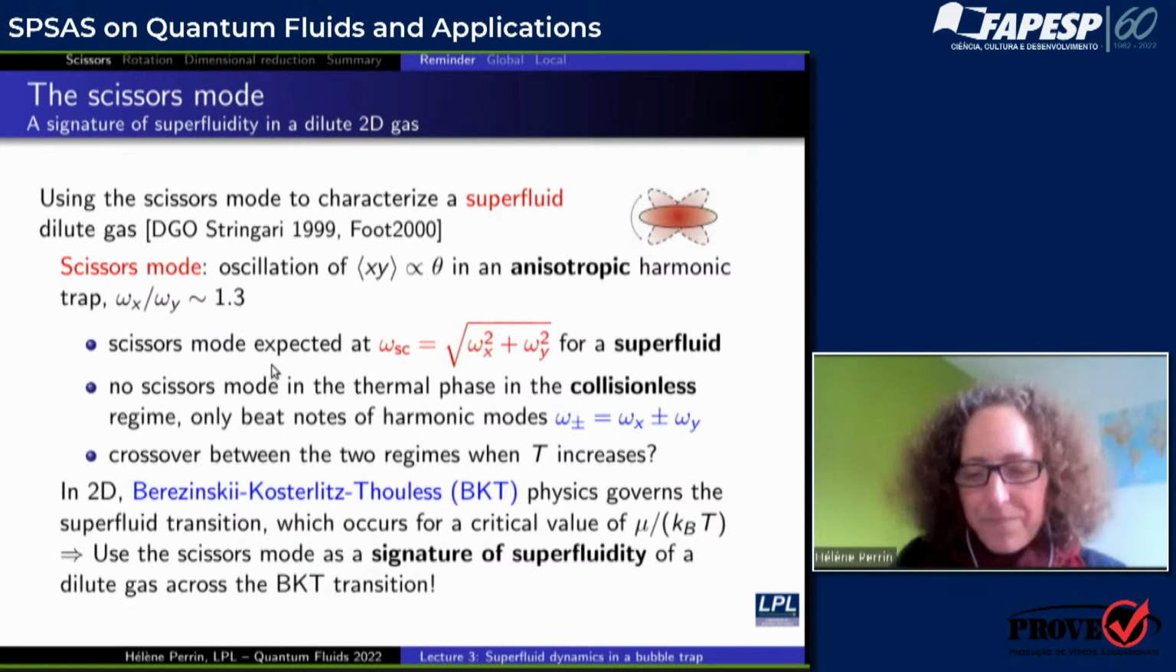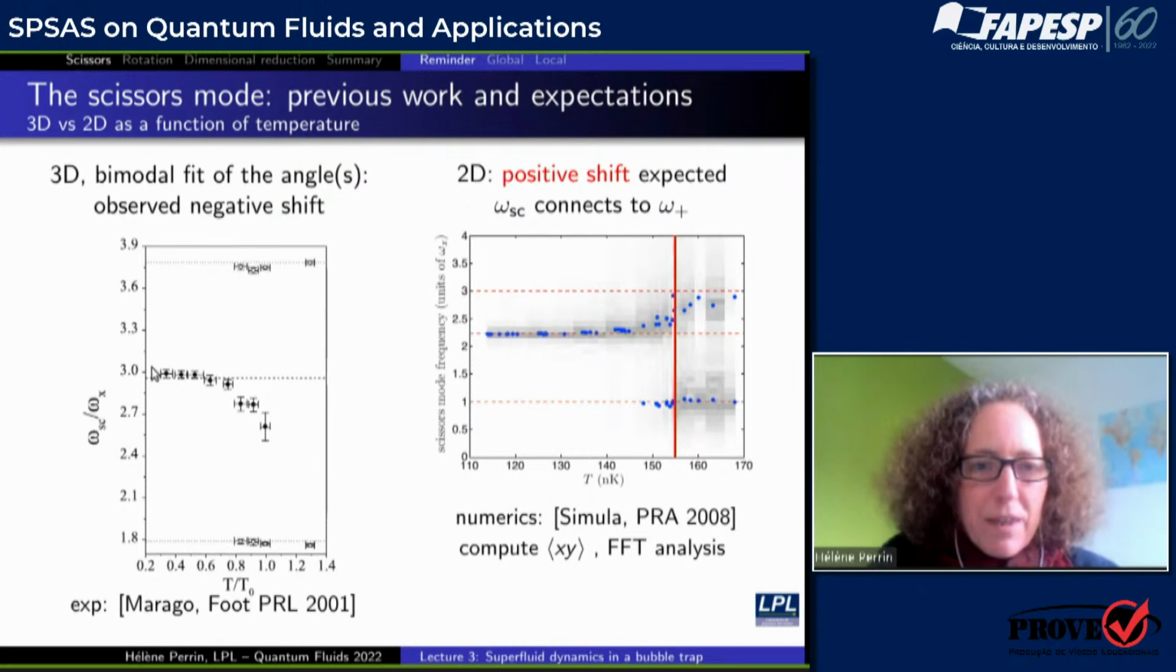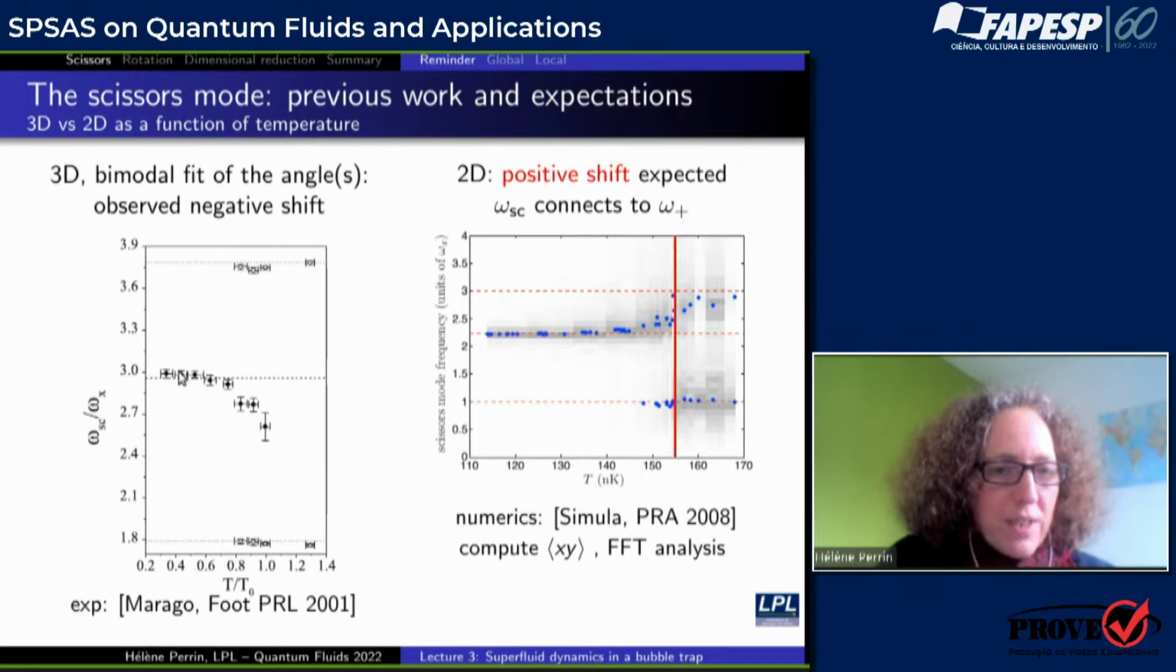So the scissors mode has been observed in the past in a 3D gas, and it has been looked at the behavior of the scissors frequency across the transition from superfluid to thermal. So in 3D, it's just a BEC, it's not a BKT transition. At low temperature, there is just one mode, which is the scissors mode. At large temperature, you see the omega plus and omega y frequency. And in between, there is a kind of shift that was observed in the group of Chris Foot.